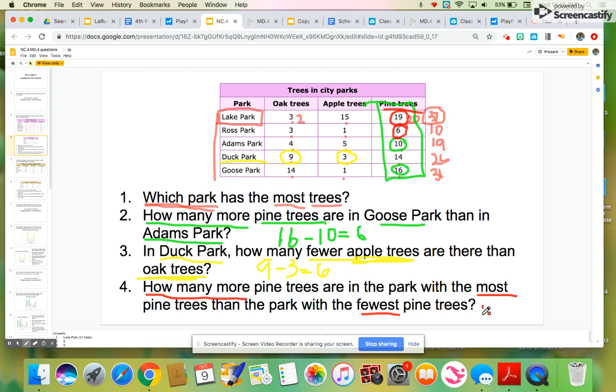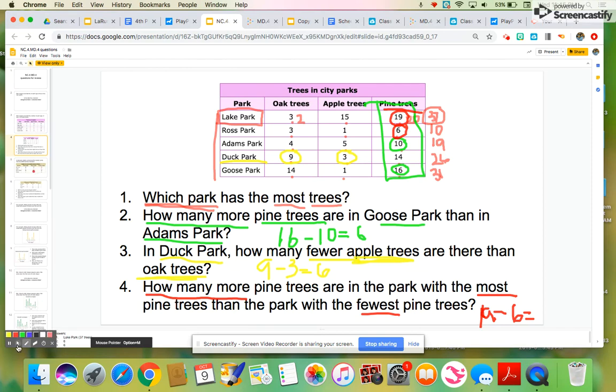The park with the most, 19, take away the park with the least, 6. How many more trees are there? There are 13 more trees in the park with the most.